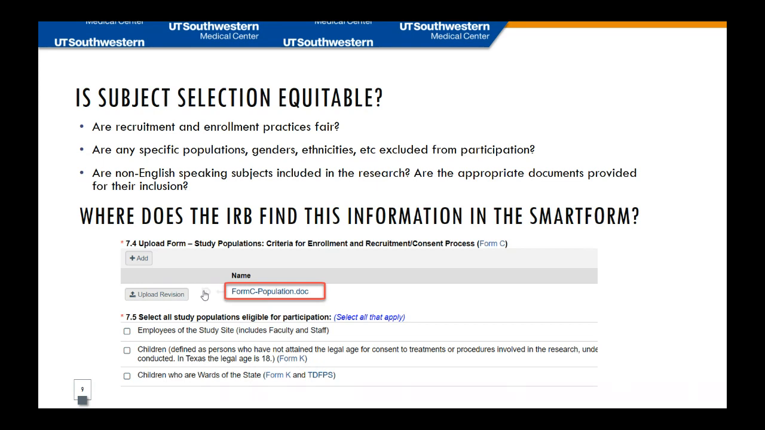So where do we find this information in the SMART form? Well, we look in Form C, that really will tell us about your populations and how you're going to enroll them. Let's talk about informed consent and documentation.